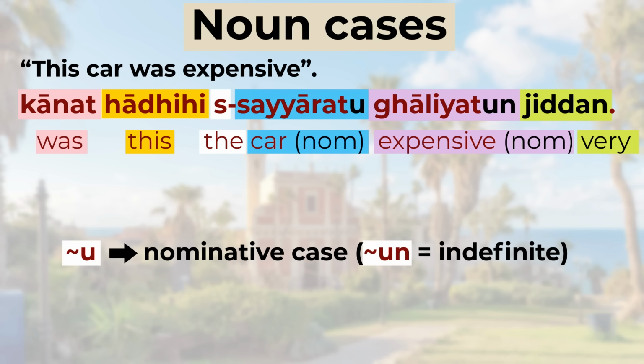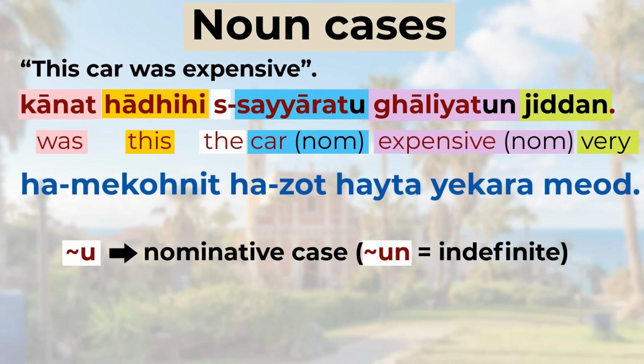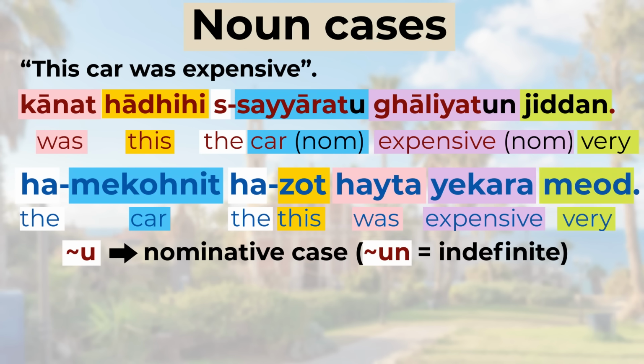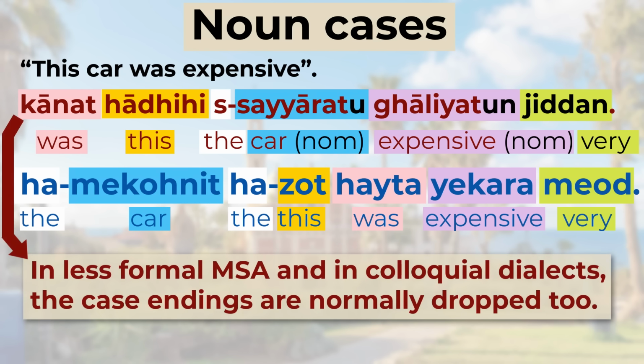In Hebrew, there are no such case endings. המכונית הזאת הייתה יקרה מאוד. The car, the this, was expensive, very. There are no case endings on the noun or adjective. But in less formal spoken standard Arabic and in colloquial dialects, the case endings are normally dropped too.